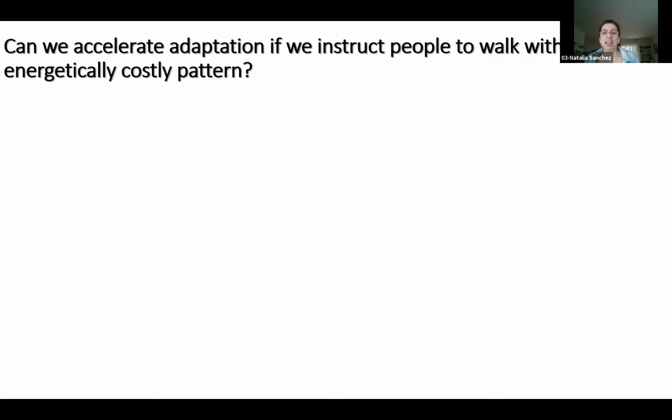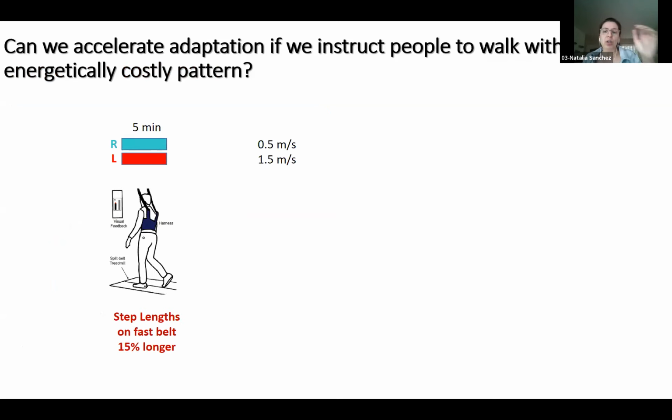So the question is then, if energy cost drives adaptation, can we accelerate adaptation if we instruct people to walk with a less energetically costly pattern? And that was our goal here. So we had people walk on a split belt treadmill for 5 minutes, and we provided them with visual feedback to guide those step lengths towards this more economical pattern.